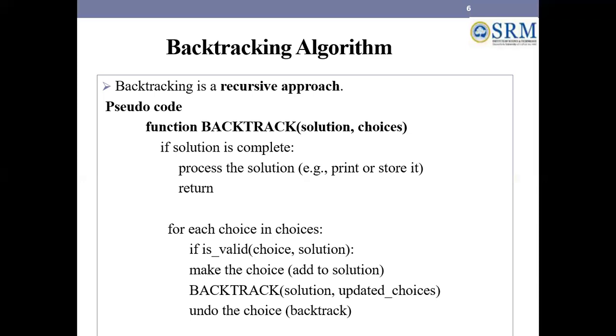if we are able to derive a solution for the current choice, make the choice, add to the solution. Else, backtrack with the solution and the updated choice. So undo the choice, backtrack. So if the current choice is not able to give correct solutions, remove the choice and go back to the previous option. That is the concept of backtracking.